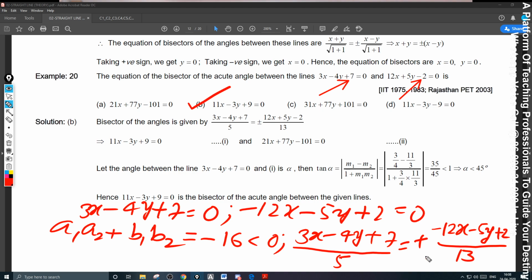Cross multiply, just check it out once. This is 13 into 3, 39. This is minus 60. Minus 60 brought this side becomes 39 plus 60, 99. 99 divided by 9, you will get 11x. Here also, it is minus 52 plus 25, which becomes minus 27. Divided by 9, minus 3y you will get. So that is the answer. This is a method to remember as far as the angular bisectors are concerned.